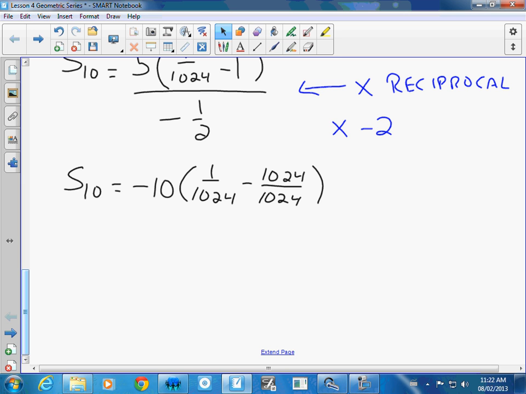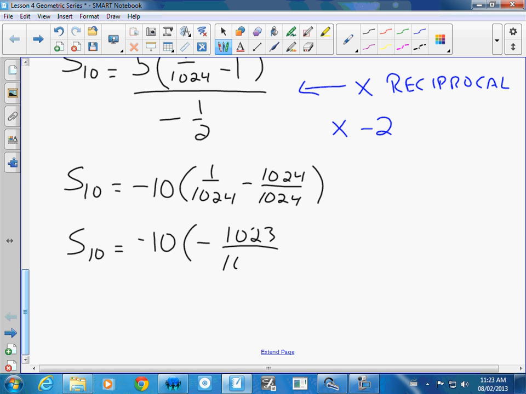Okay, let's do the math here. S10 equals... you realize I haven't touched the calculator yet for this, eh? This question you can pretty much do entirely without a calculator, which is kind of cool. Negative 10 over... now, guys, do this. What is 1 minus 1024? Positive or negative? Negative. Negative 1023 over 1024. Is that correct?